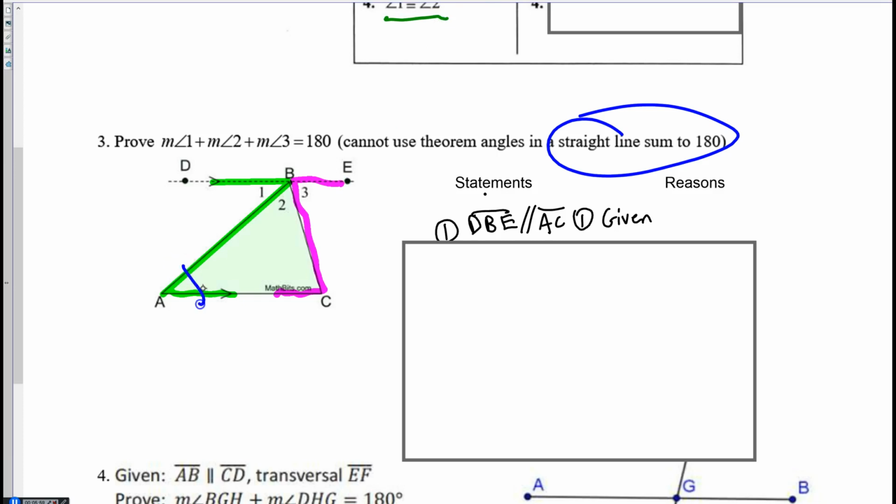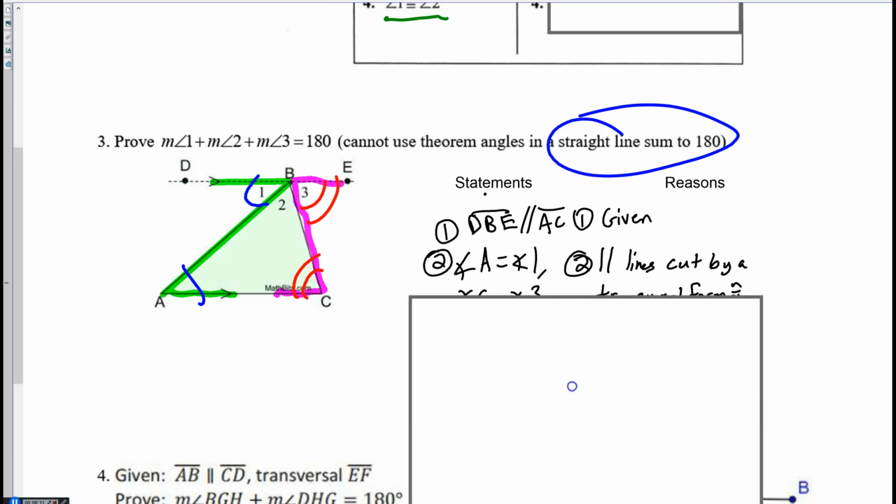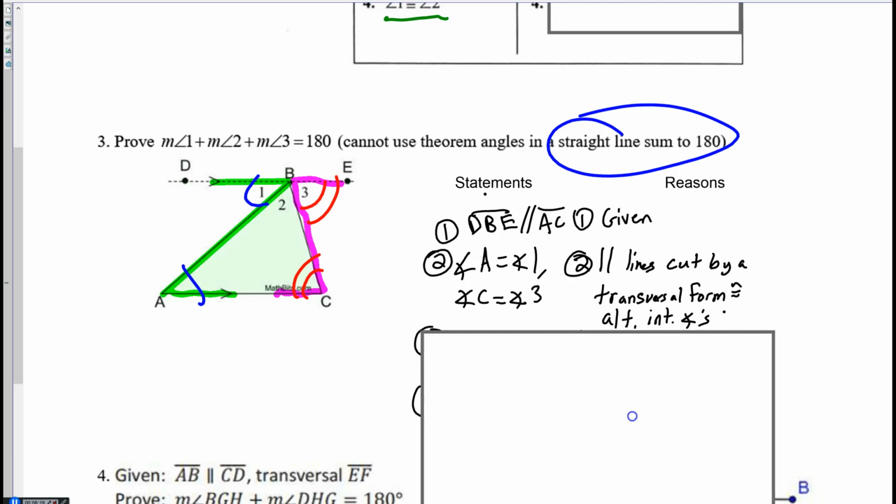So from that, I could say that this angle and this angle are congruent, and that this angle and this angle are congruent. So what that looks like in a proof is that angle 1 is congruent to angle A, and angle C is congruent to angle 3. Reason being, again, is that parallel lines cut by a transversal form congruent alternate interior angles.